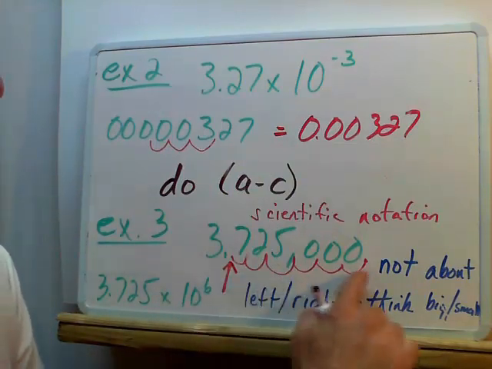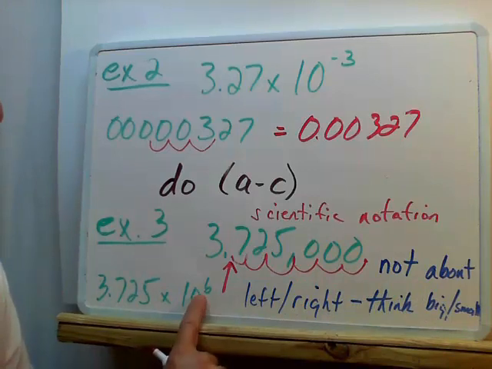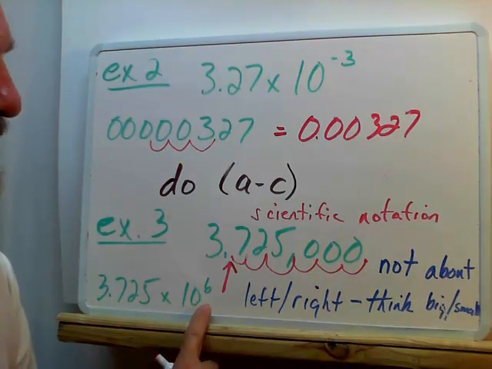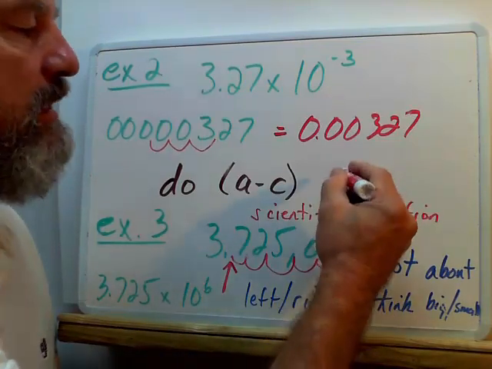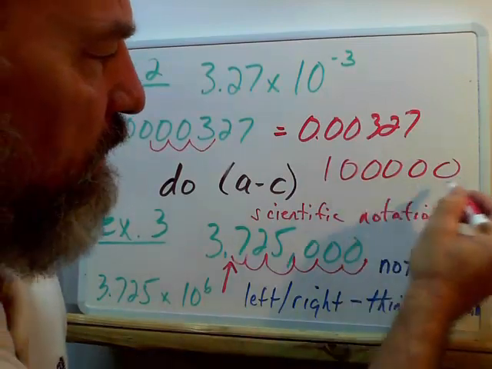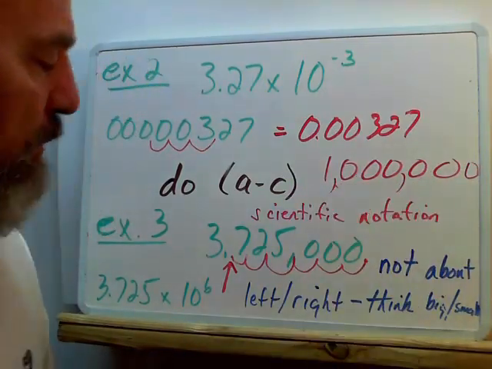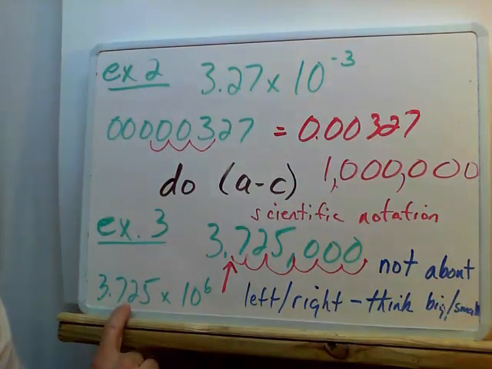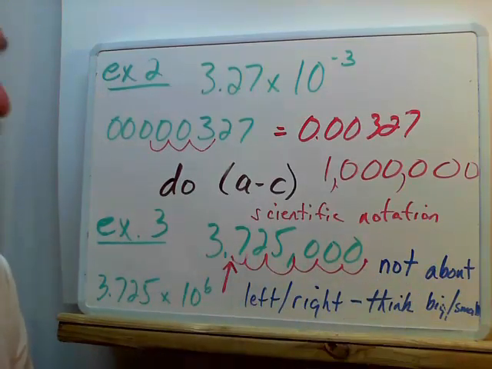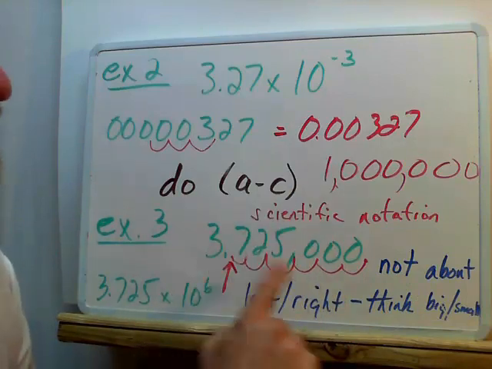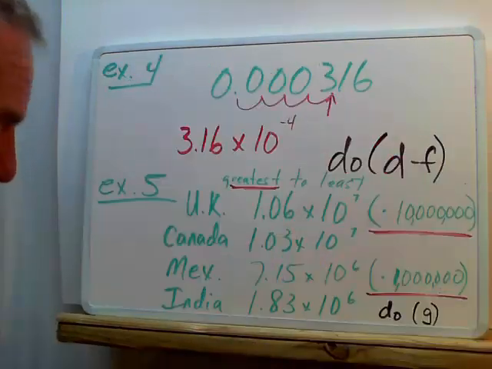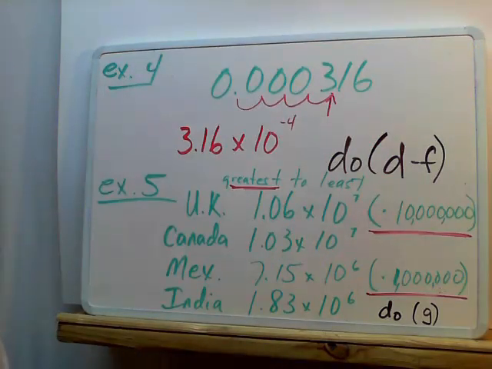In this case, obviously this is a big number. Definitely, even though we moved left, don't think negative 6. It's to the positive 6. Think of 10 to the 6th. 10 to the 6th is with 6 zeros. I got enough there? That's times a million. That's 3.725 million. Which really, if you look at this, we should see that that's 3,725,000. That makes sense. It's a very large number. Next we have example 4.